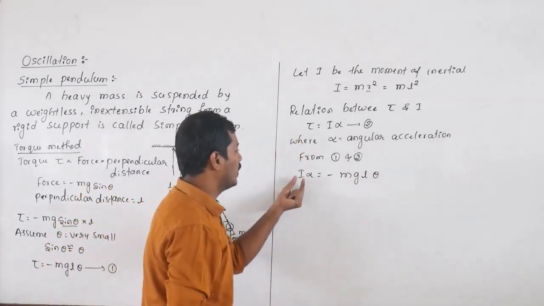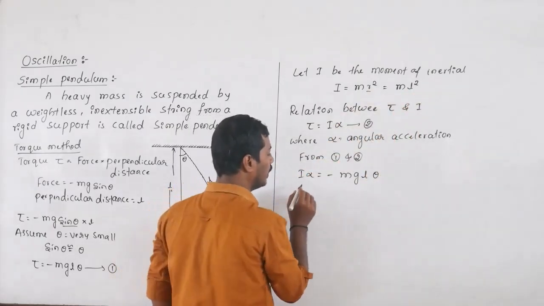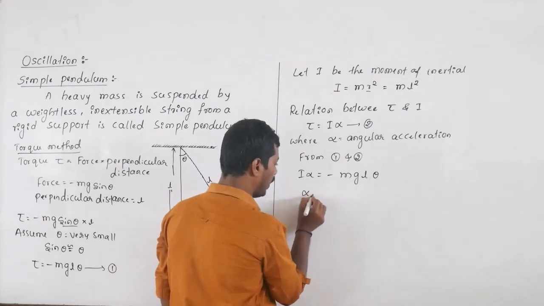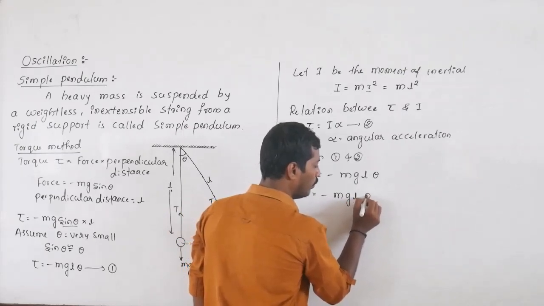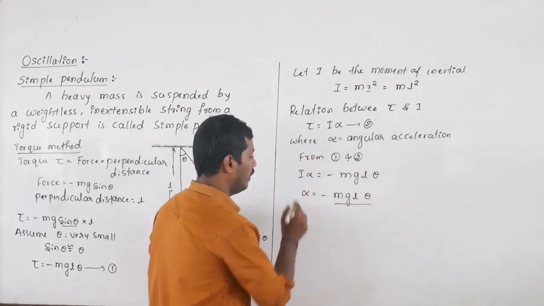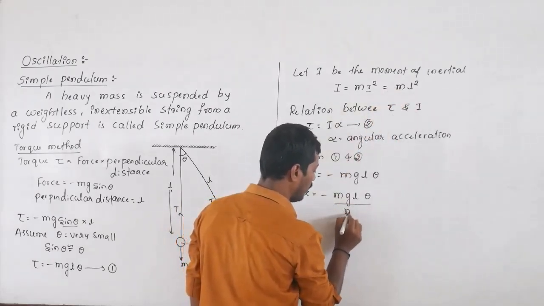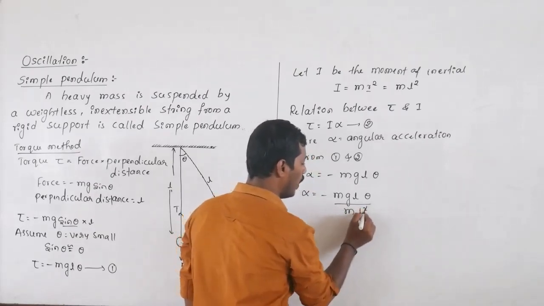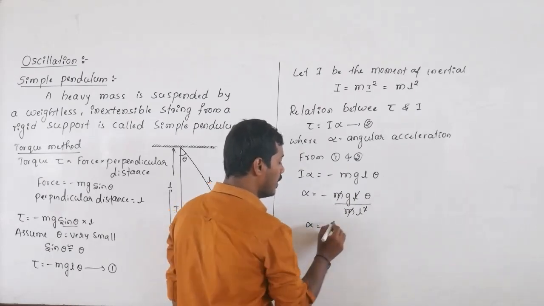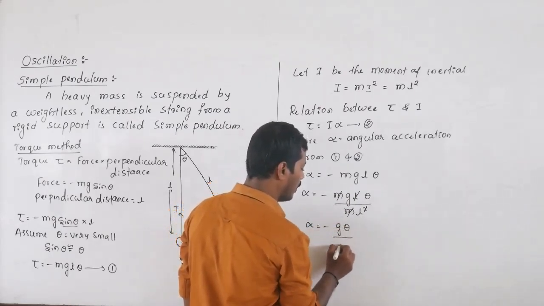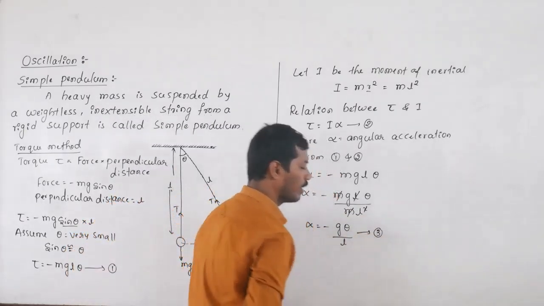But what is the moment of inertia? The moment of inertia is M into L square. So alpha is equal to minus of M into G into L into theta, divided by the moment of inertia, that is M into L square. One L gets cancelled, mass gets cancelled, then alpha is equal to what? G into theta divided by L. Call this equation number 3.